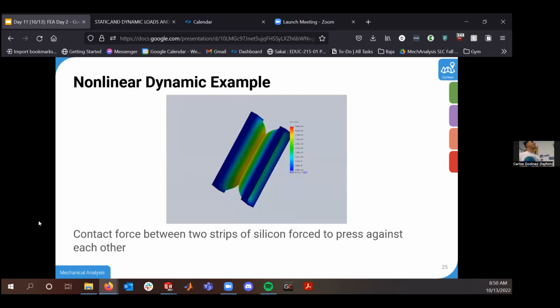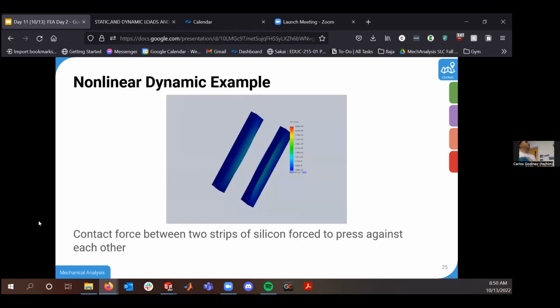But basically, at one point, we had two silicon sheets, and we did an estimate of the magnitude of force if I inflate them and they press against each other. How big are those contact forces going to be? This is a really good example of a nonlinear dynamic study, because you have highly nonlinear material.